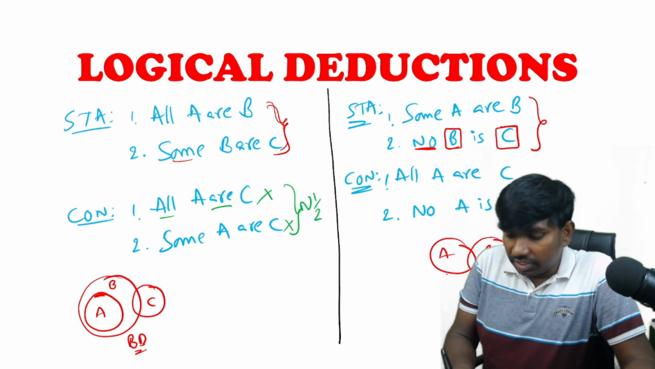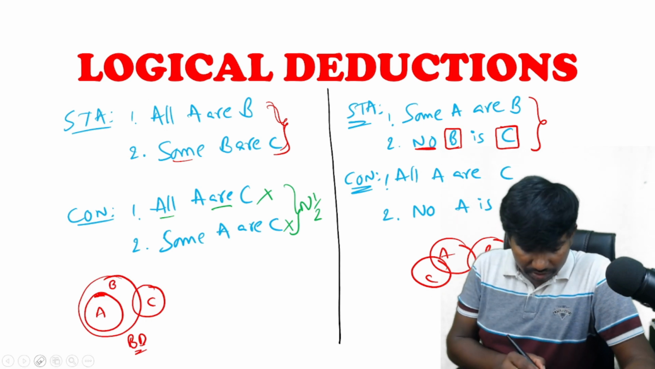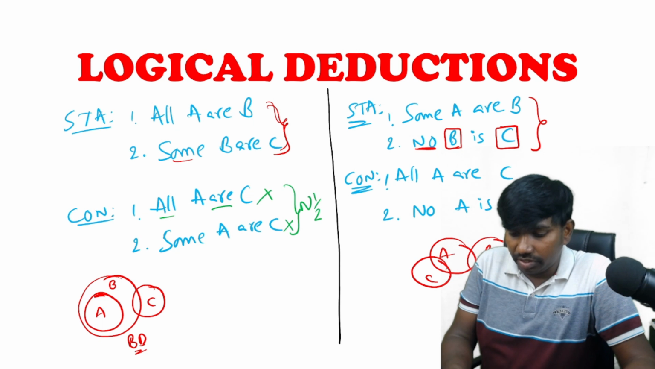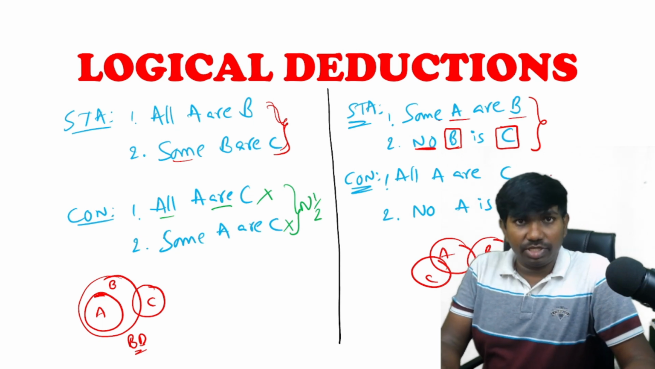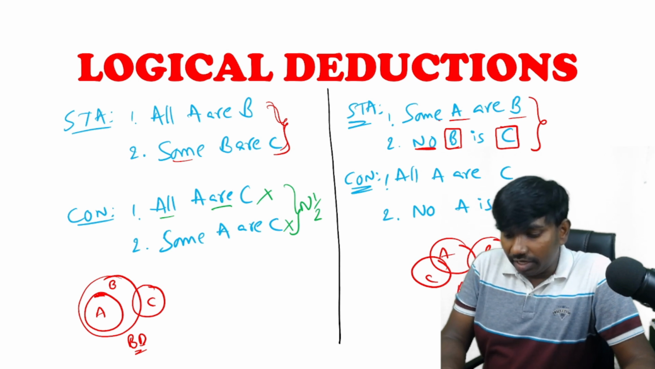So if C intersects with A in this way, instead of drawing C there, what if I have drawn C like this? Is there any intersection between B and C? No intersection between B and C. And some A are B, that is also true. Is there any disturbance in the statements? There is no disturbance in the statements, right? That means this is also one of the possible diagrams, but this is not the basic diagram. Then what do we call this diagram? One of the alternate diagrams.